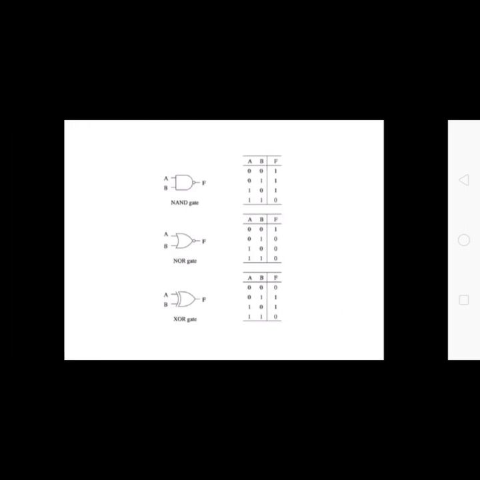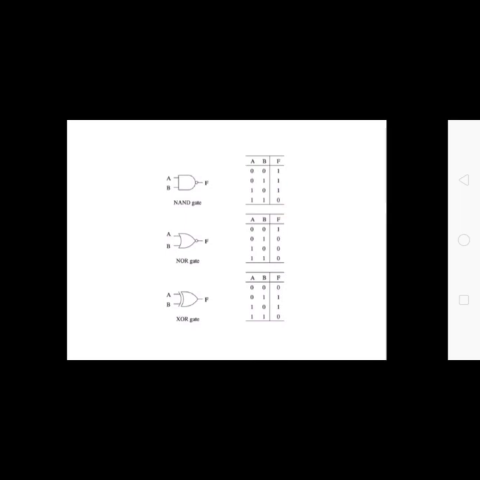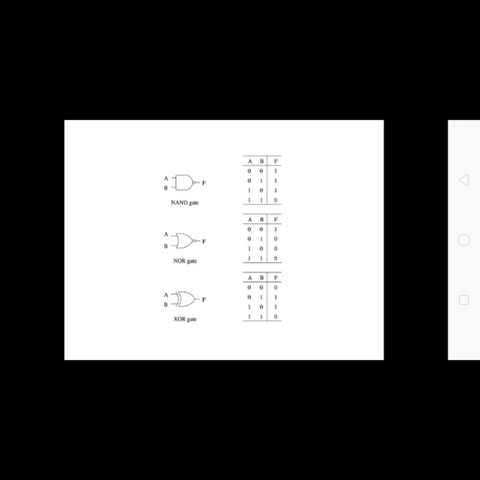So now what is NAND gate? NAND gate is nothing but the combination of NOT gate and AND gate. So if we flip the functions of the AND gate, it will give us the NAND gate. Similarly, NOR gate is nothing but a combination of NOT gate and OR gate. So if we flip the outputs of the OR gate, we will have a NOR gate.